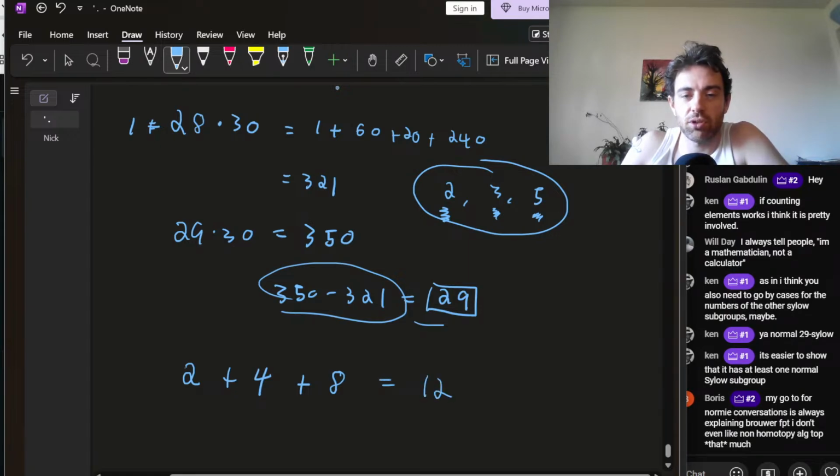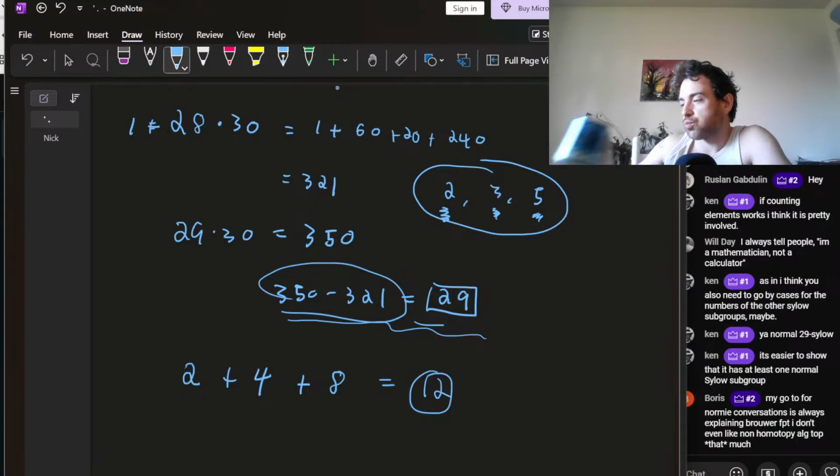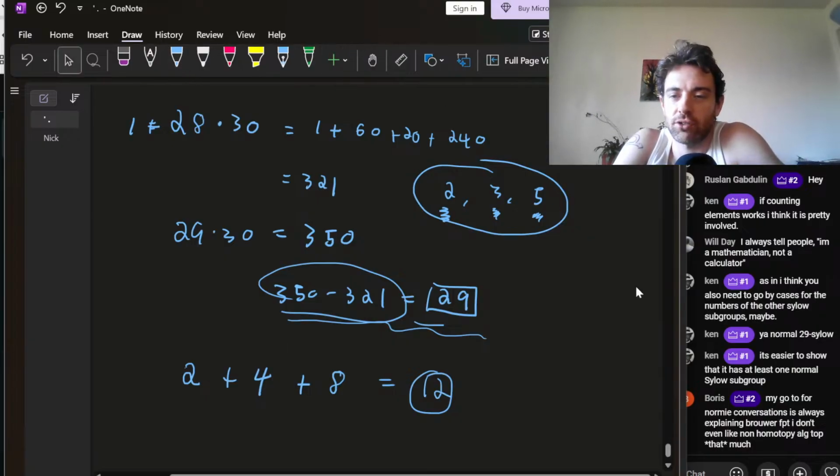Oh, yeah, maybe this trick doesn't work. This trick works in another case because when you do this, you end up saying, oh, well, look, there's not enough room to have enough elements of the other orders. So maybe we do need to look at the class equation after all.